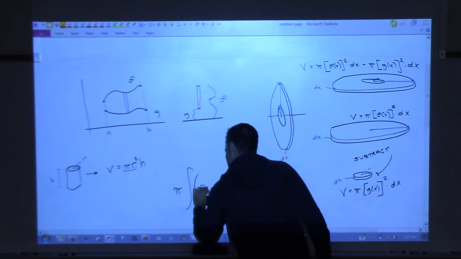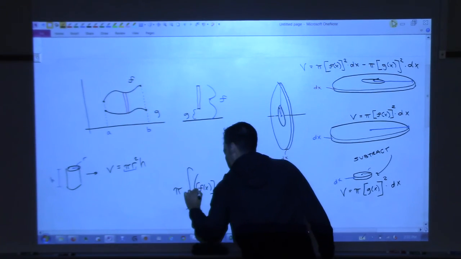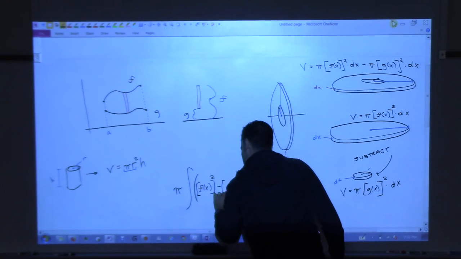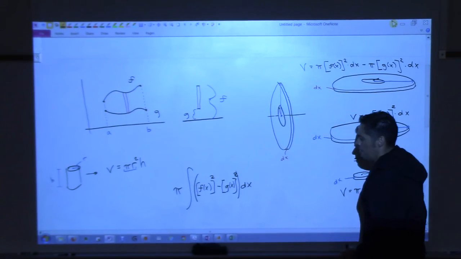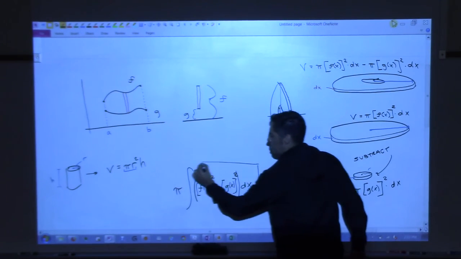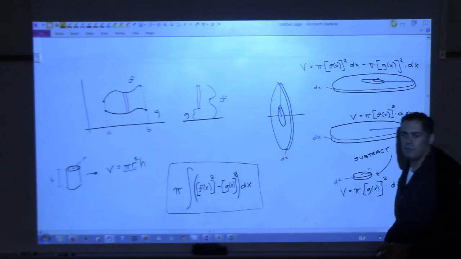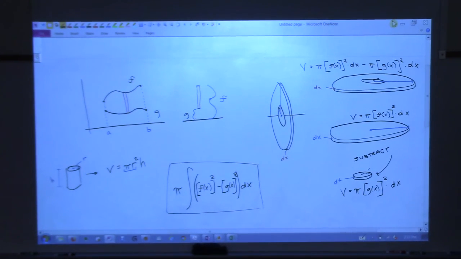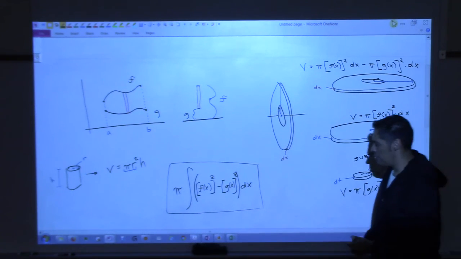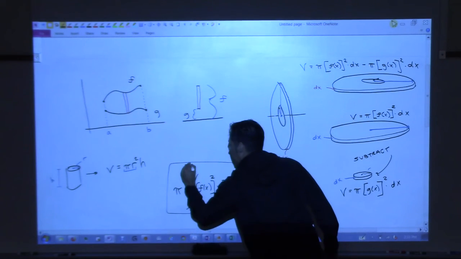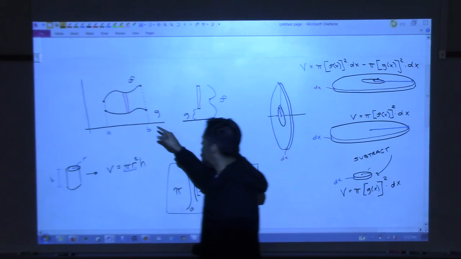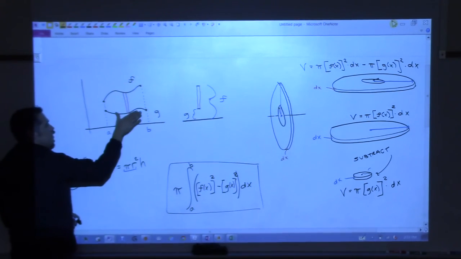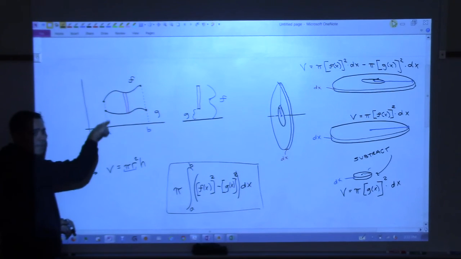f of x squared minus g of x squared. And that is the volume of the solid generated by rotating the region bounded between f and g. Oh, I'm missing my limits of integration. A to b, sorry, a to b. This is the volume of the solid that you get when you take this region that's bounded by f and g between a and b and rotate it about the x-axis.